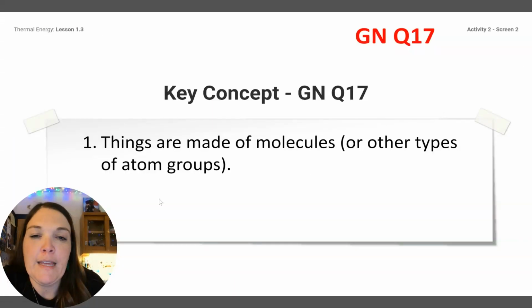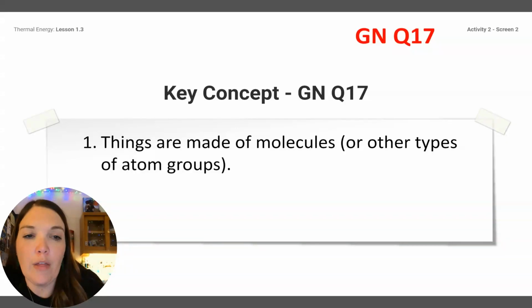Key concept number 17, or key concept number 1 in this unit, but Guided Notes question 17. Things are made up of molecules or other types of atom groups. Pause the video if you need to, get that down.